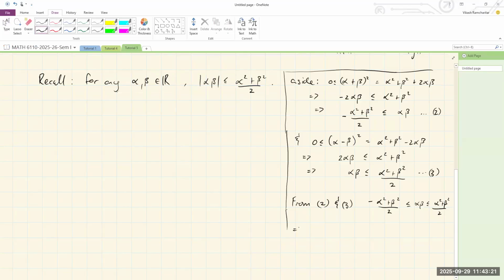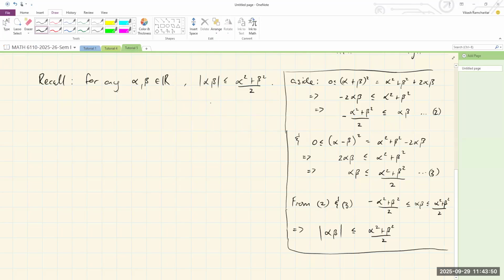So this is the same thing as saying that modulus of alpha beta is less than or equal to alpha squared plus beta squared all over 2, right? So that is what we wanted to show. If you can't remember it, then it's not too difficult to just check it. But if you remember it, you don't need to check this. Okay, so that's where this result comes from.